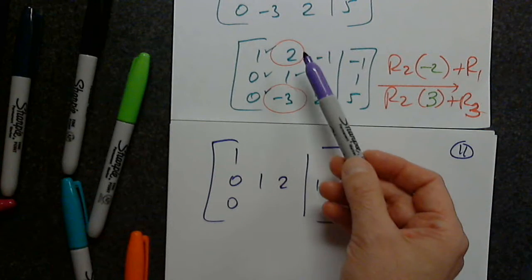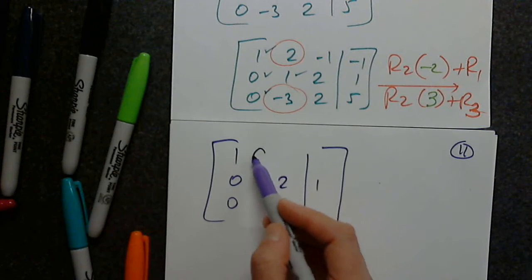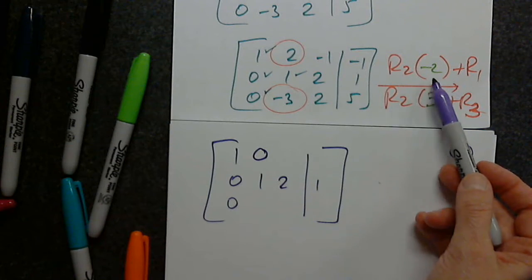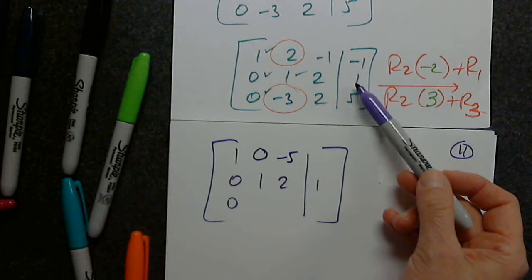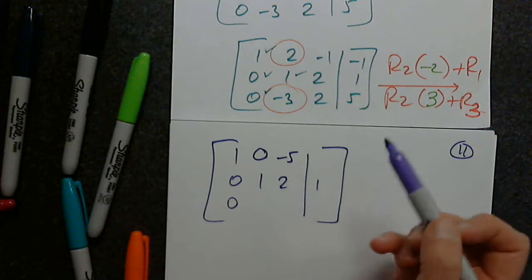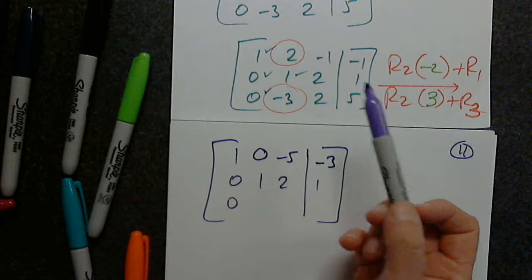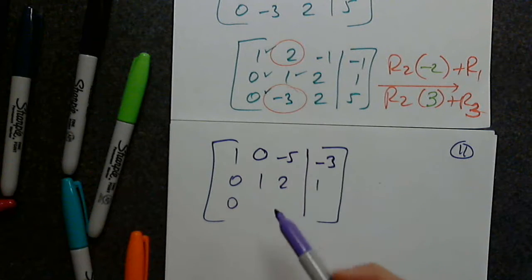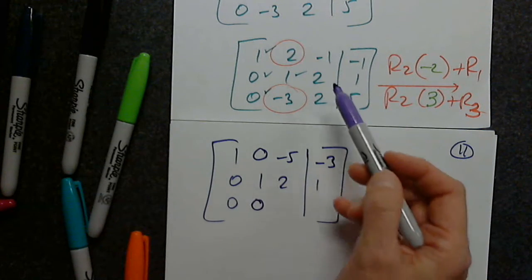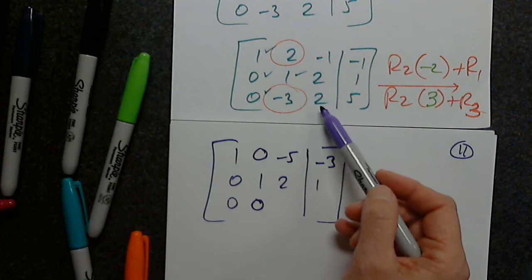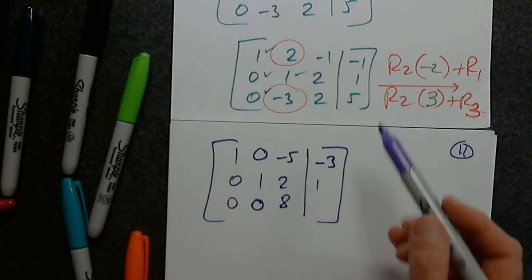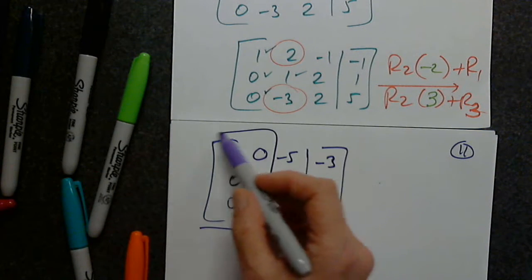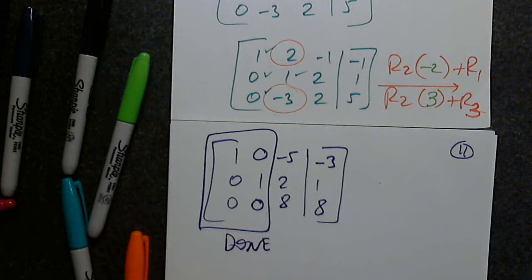1 times negative 2 plus 2. 2 times negative 2 minus 1. Awesome. 1 times negative 2 minus 1. Excellent. 1 times 3 minus 3. 2 times 3 plus 2. Awesome. 1 times 3 plus 5. 8. Okay, what follows next?